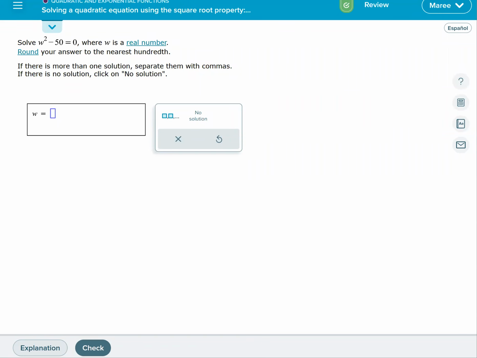Solving a quadratic equation using the square root property, decimal answers basic. So for this problem, we want to get our variable squared by itself. So I'll show you what I mean. We have w squared minus 50 equals 0. We want to add 50 to both sides so that we have w squared equals 50.